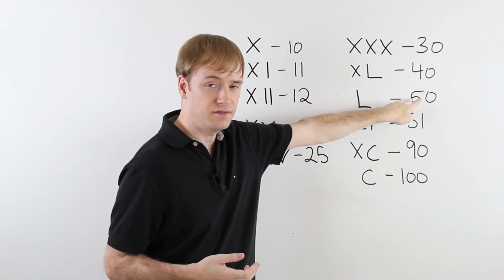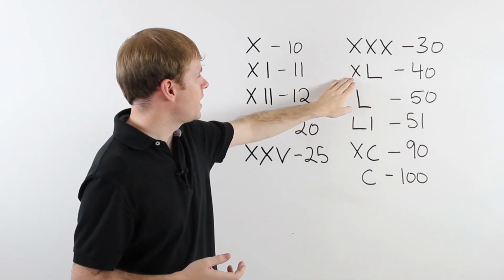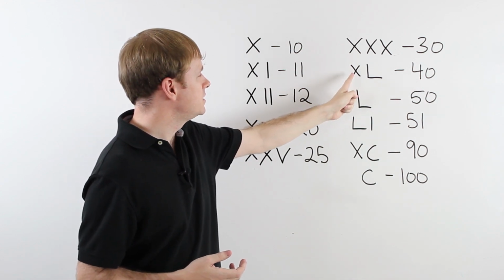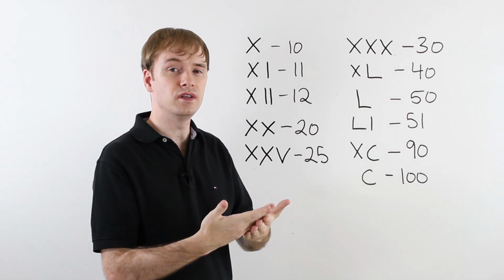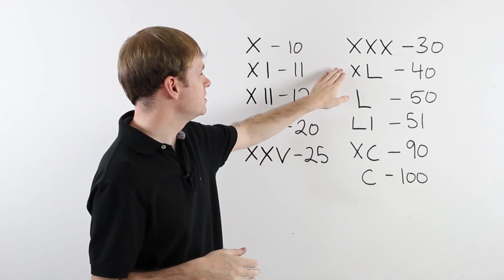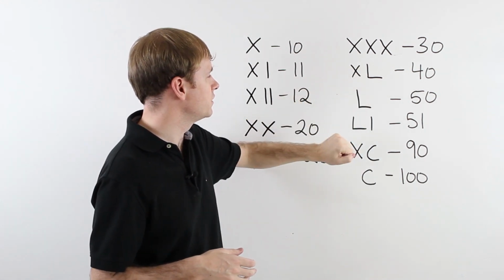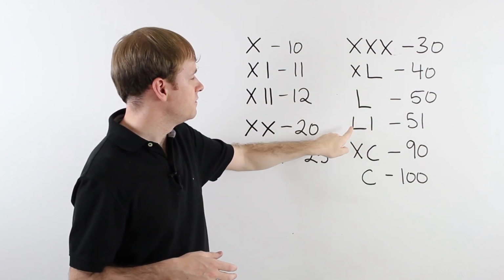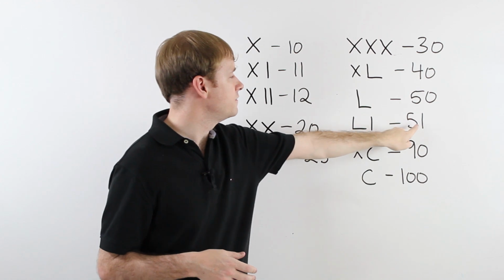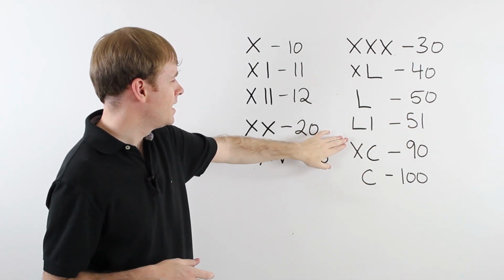L is 50. So X is 10. Again, 10 before 50. So 10 before 50 is 40. So this means 40. 10 before 50. L is 50. LI, 51.